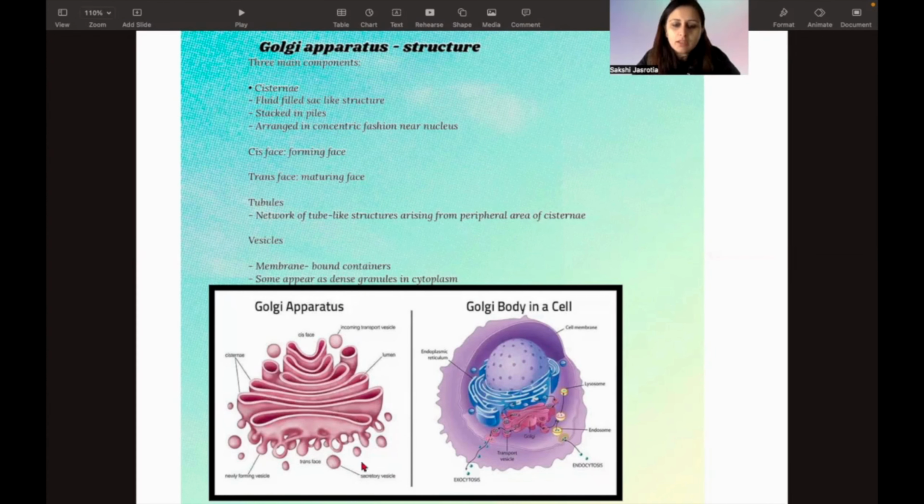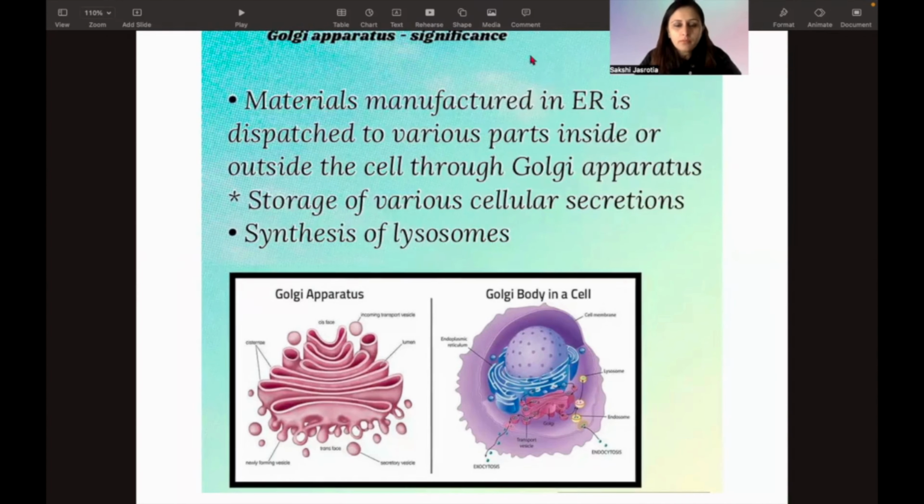As you can see in the diagram, they are the dense granules which are present in the cytoplasm, free. They're not attached to the cisternae. So they are just lying undetached in the cytoplasm. About the significance, इसका काम क्या है Golgi apparatus का?